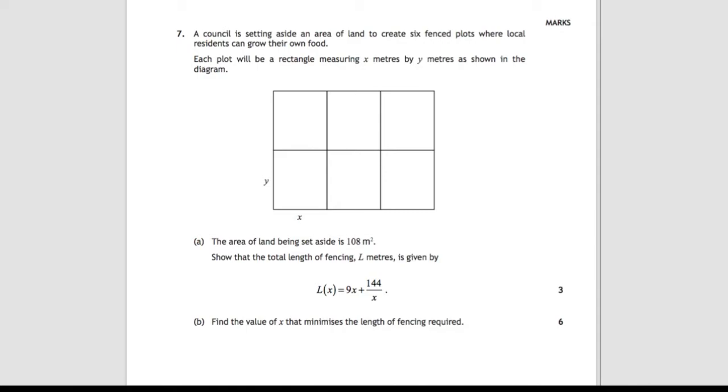So it's 2016, paper 2, question 7, and we have this particular shape which I will quickly draw. So it's an area of land divided into 6 equal rectangular plots, and the horizontal distance for each plot is x, and the vertical distance for each plot is y, and the total area is 108 square meters.